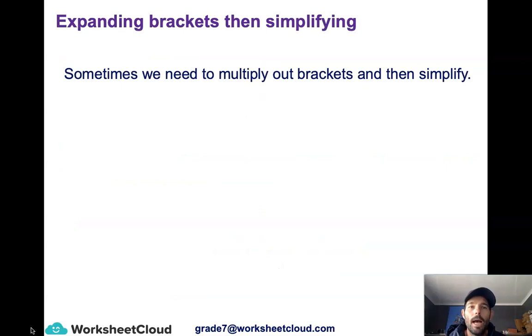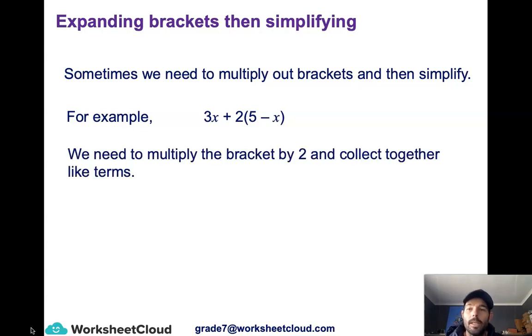Sometimes we need to multiply out brackets and then simplify. So what do we mean by that? If I have the example on your screen, such as 3x plus 2 multiplied in brackets by 5 minus x, brackets always come first. So I know I cannot do 5 minus x, but I can remove the brackets by multiplying 5 minus x by 2. So we need to, as it says on the screen, multiply the bracket by 2. So we still have the 3x, we still have plus, but now we say 2 multiplied by 5, as indicated by the red curved line, and that's going to be 10.